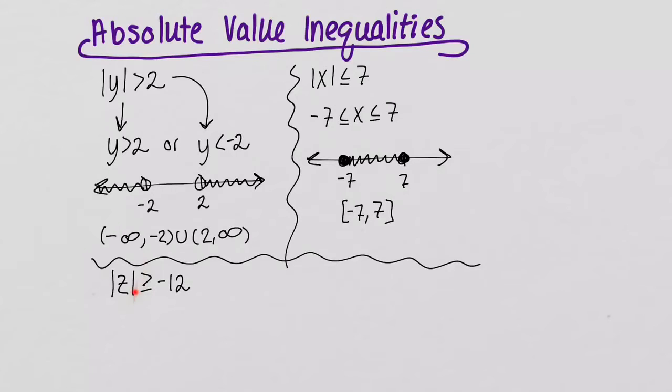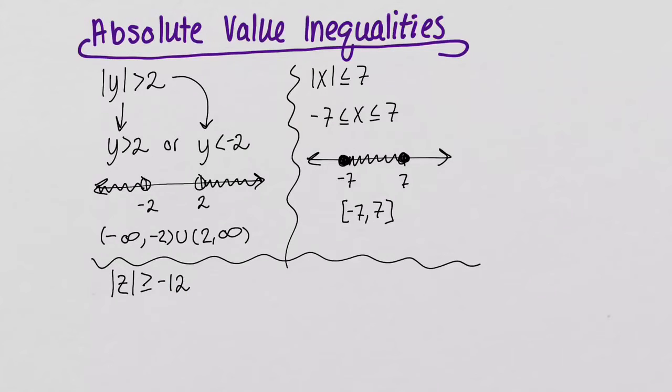So this is saying the absolute value of something is greater than negative 12. But if you remember, absolute values make things positive. The smallest that this thing could possibly be would be if z was 0. This would be the absolute value of 0, which is 0, and that's greater than negative 12. Anything you plug in here is going to be an absolute value. It's going to be greater than negative 12.